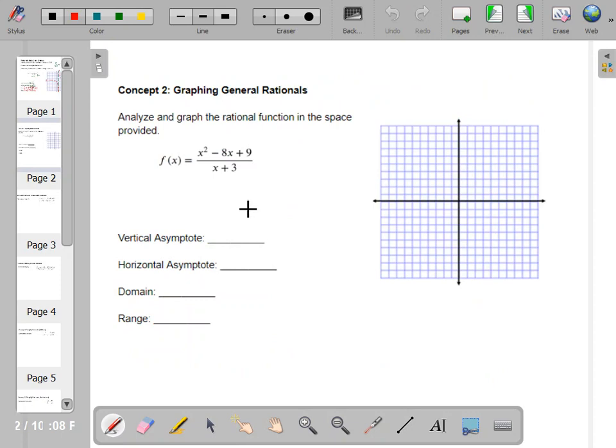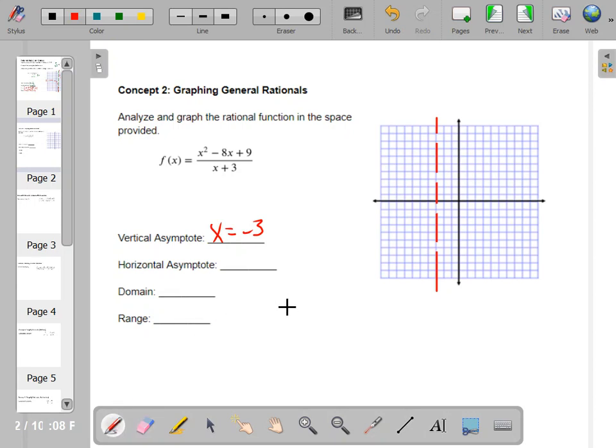Then we have these more generic rationals where you have a fraction, but there's no plus or minus here. It's already been condensed into a single fraction. The first thing you need to remember is the vertical asymptote is when the denominator equals 0. So that would happen when x is negative 3. So at negative 1, 2, 3, right here, that's our vertical asymptote.